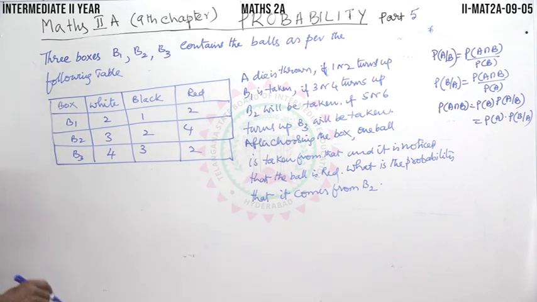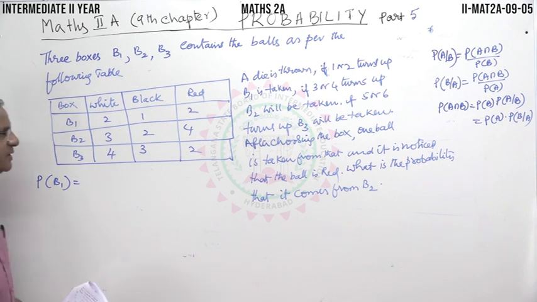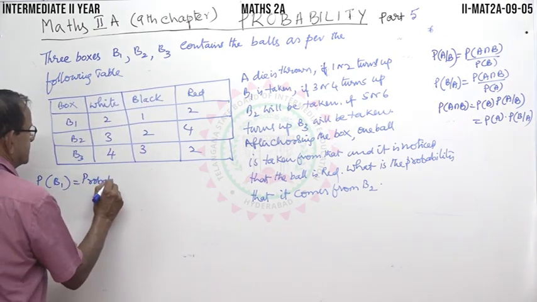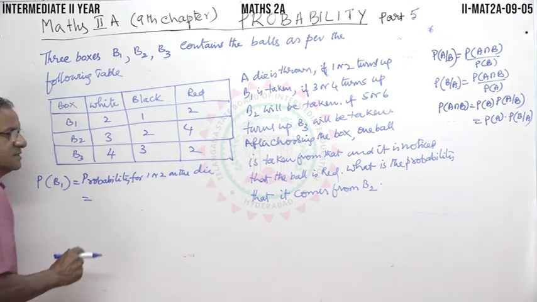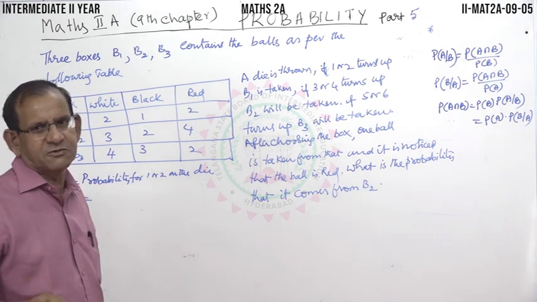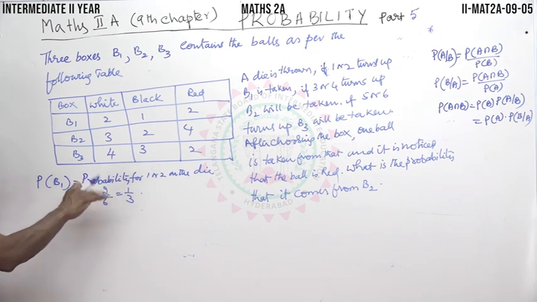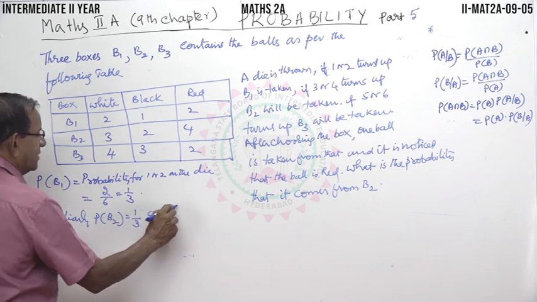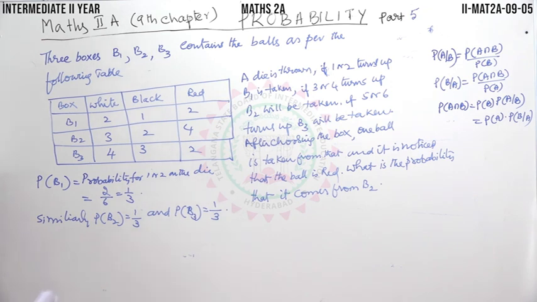Now let us consider P of B1 first, the probability for getting box 1. To get box 1, 1 or 2 should come on the die. What is the probability for getting 1 or 2? 2 numbers out of 6. That is 2 by 6, equal to 1 by 3. Similarly, P of B2, some other numbers, but the probability is the same. Another 2 numbers. Similarly, P of B2 is equal to 1 by 3, and the probability for box 3, that is P of B3, is also 1 by 3.